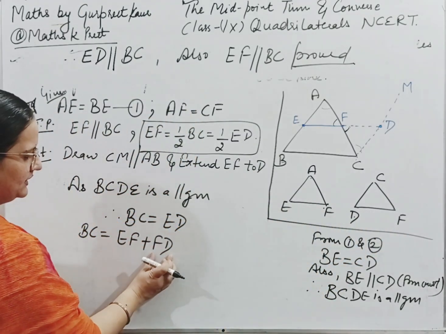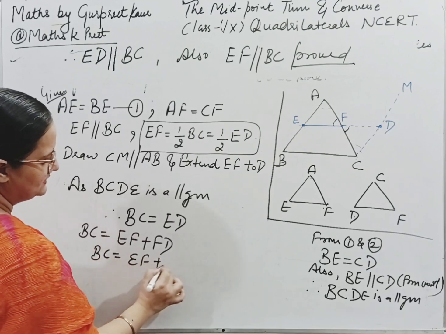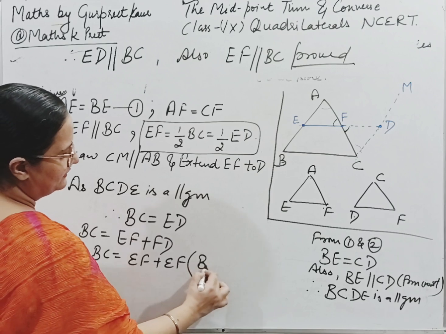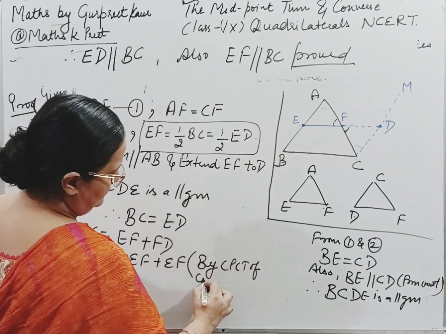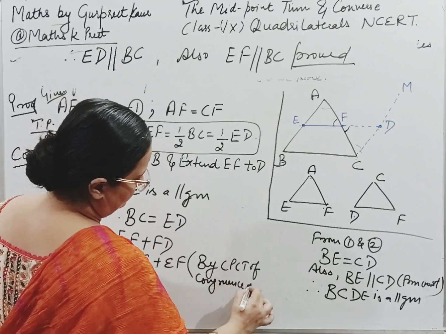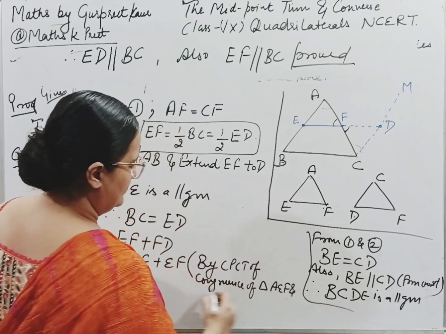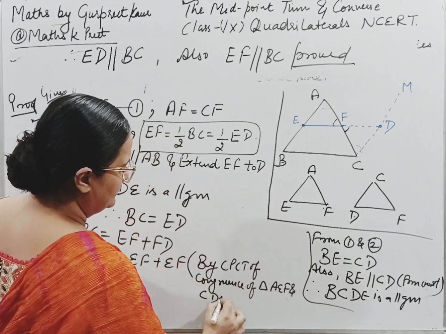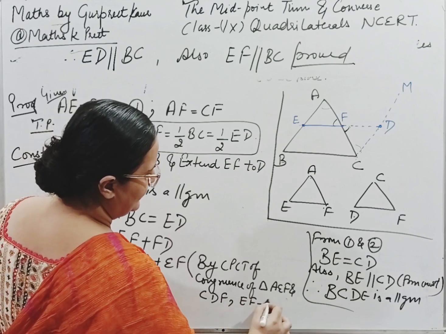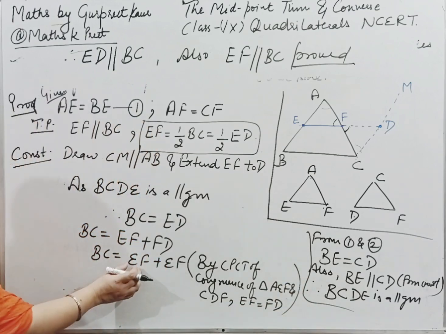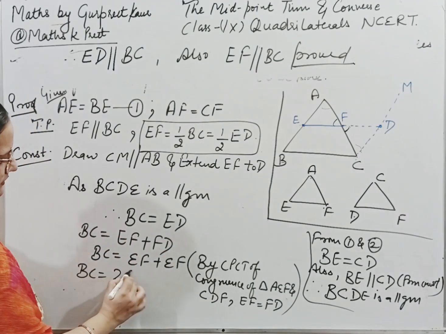So this is my FD. I can write this FD as EF. So BC can be written as EF plus EF. How? We can write by CPCT of congruence of triangle AEF and CDF. We have what? EF is equals to FD. Fine. So this EF is equals to FD. So we can write FD as EF. So BC is equals to 2EF.